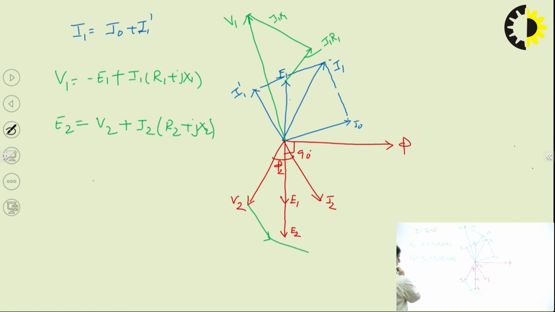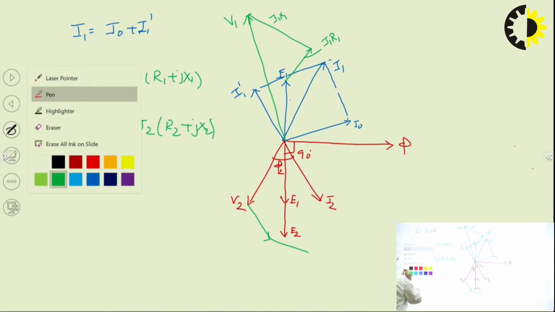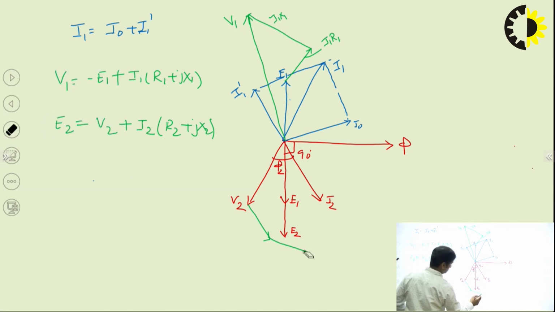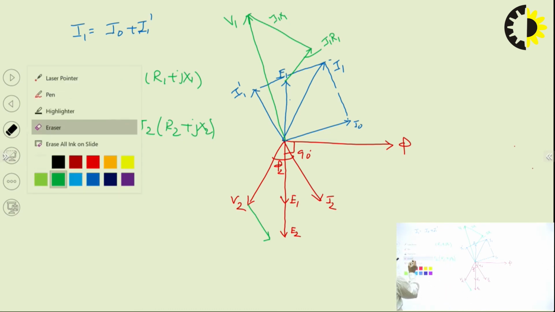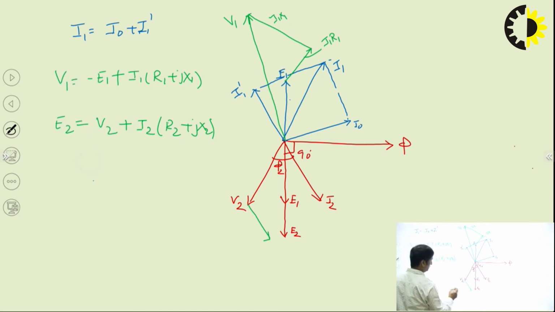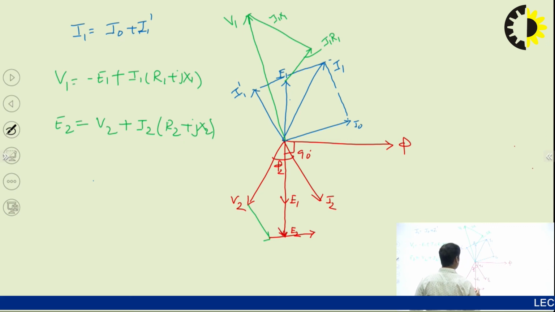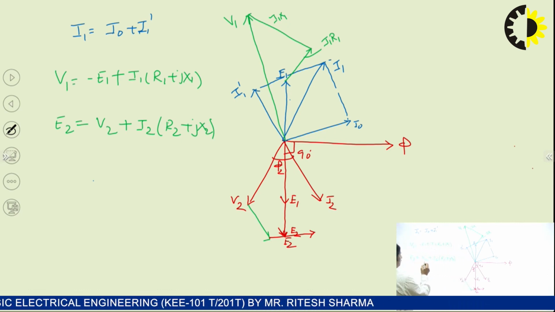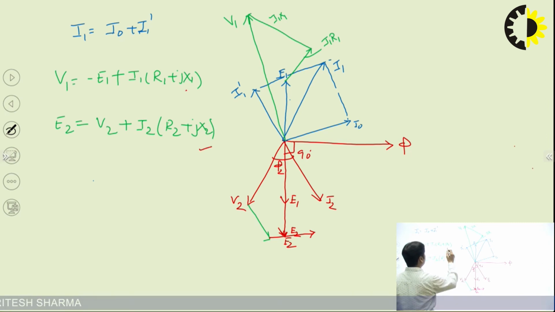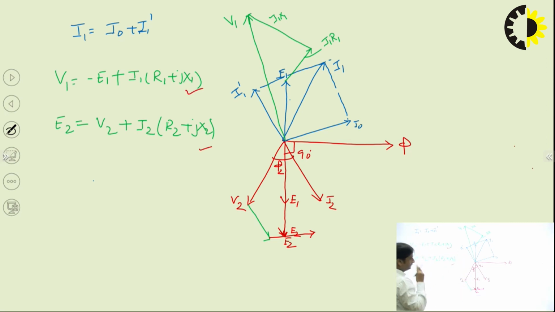Not like this, just 90 degrees of this. So in 90 degrees, like this. So it will be like here, somewhere here. So wherever it will cut this will be my E2. So E2 must be equal to V2 plus I2 into R2. So these two equations will justify from this. This is basically the phasor diagram for capacitive load.